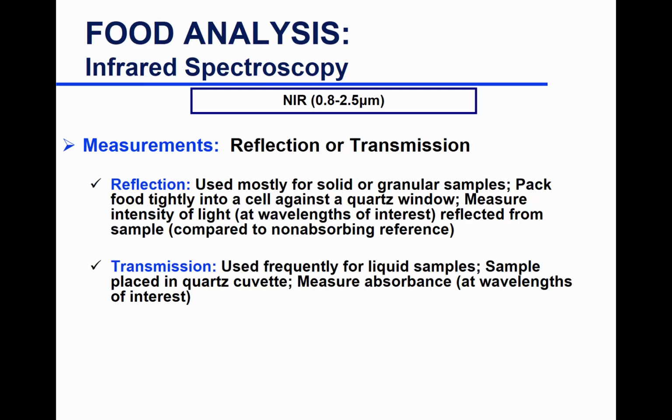So measurement in IR, either you measure reflection or you measure transmission. Reflection is mostly for solid food that are tightly packed into the cell against your quartz window, and then you measure the intensity of light that gets reflected from the sample compared to non-absorbing reference. So part of the light gets absorbed by the different components, and the remainder of the light gets reflected, and that's what you measure, and then the computer generates the absorption or the transmission spectra or reflectance spectra.